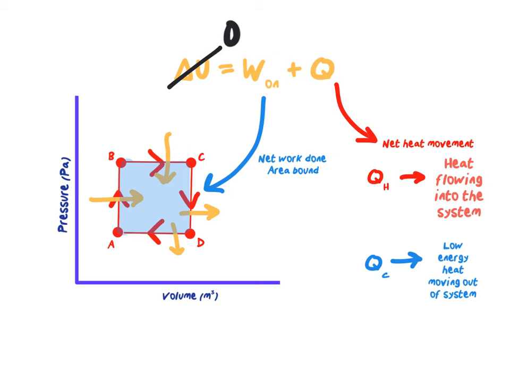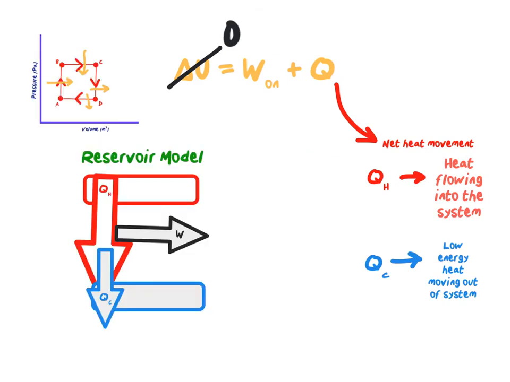So now's a good time to introduce what we call the reservoir model, which is very similar to the PV diagram in the information that it contains, but it's very different in the way that the information is represented. So we see that we have something called a hot reservoir and something called a cold reservoir. And we've already established that heat will flow from a higher temperature to a lower temperature, and in so doing that will do work on the way.